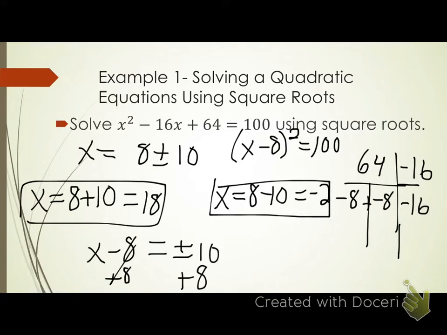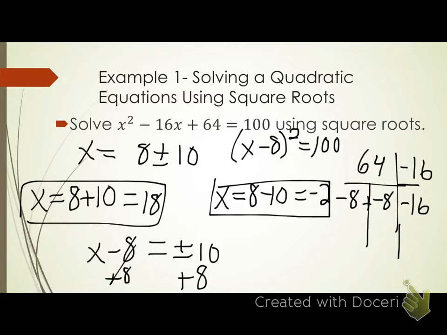Yeah. But I'm trying to get x by itself. I'm trying to solve the equation, right? Well, there's nothing more that I can do on that left-hand side. So now I need to get rid of that squared with my whole binomial. So I take the square root of both sides. So I got x minus 8 equals plus or minus 10.